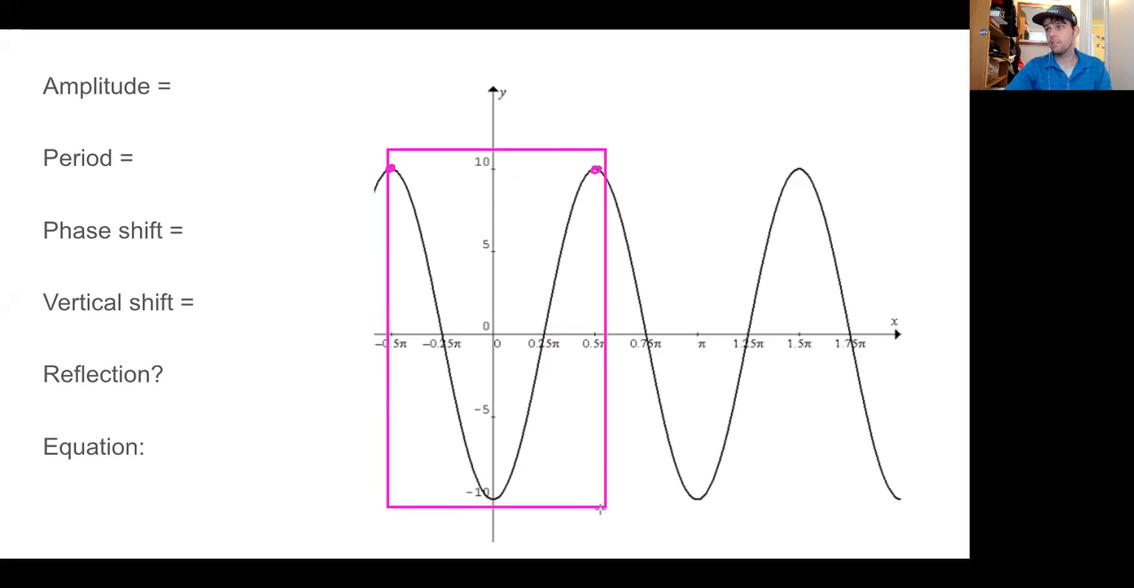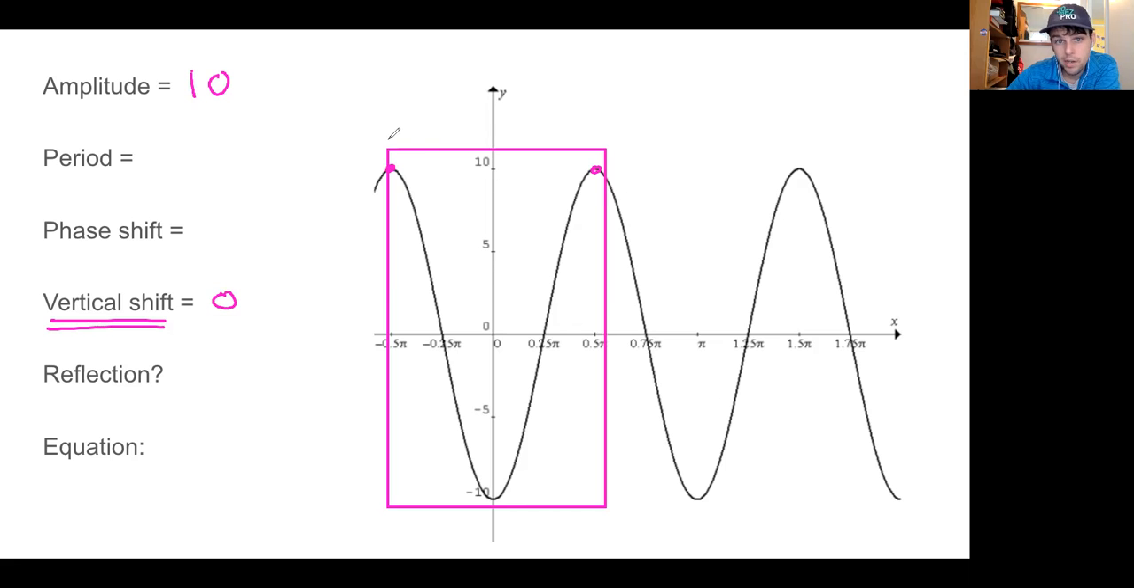A lot of these things are not going to be different, so I'll be able to keep a lot of these answers. But amplitude, again, we're going down to -10, up to 10. That's an amplitude of 10. And keeping that in mind, that means there's no vertical shift either because we're oscillating around 0. We're going up 10, down 10. So that's where our midline would be at 0.